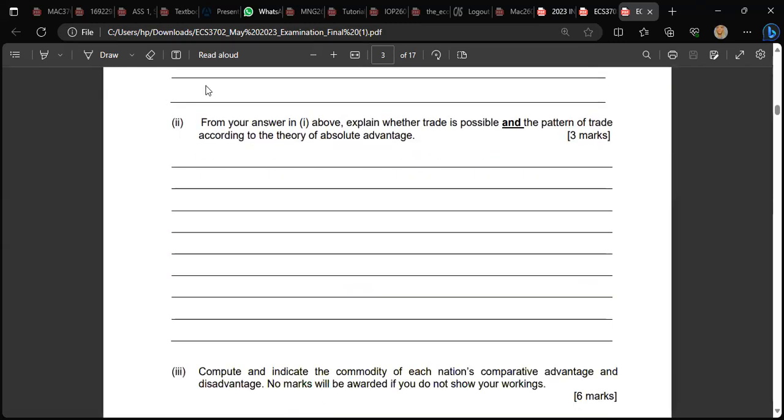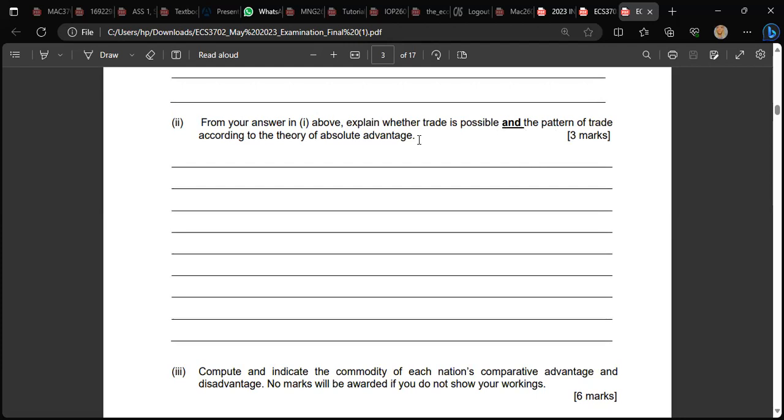And then from your answer in 1, explain whether trade is possible and the pattern of trade according to the theory of absolute advantage. So these questions come the same way all the time. What do you think about this?